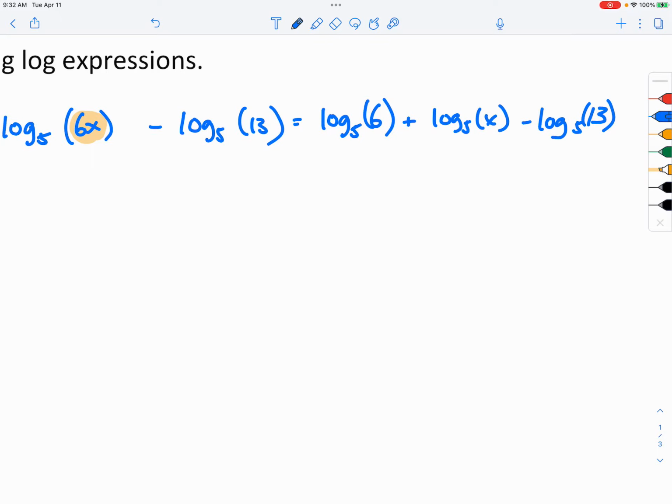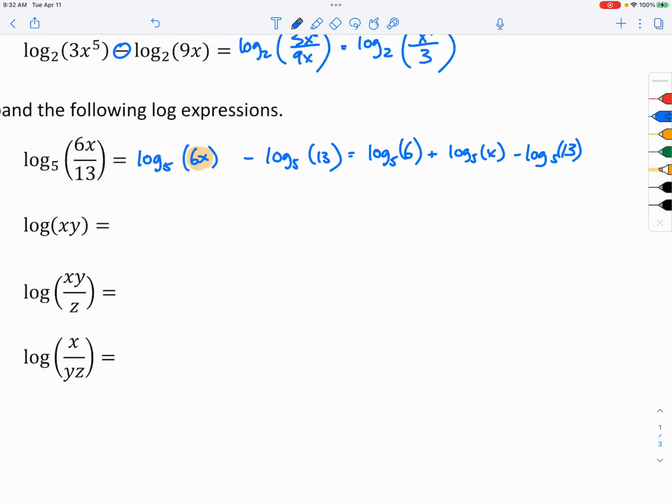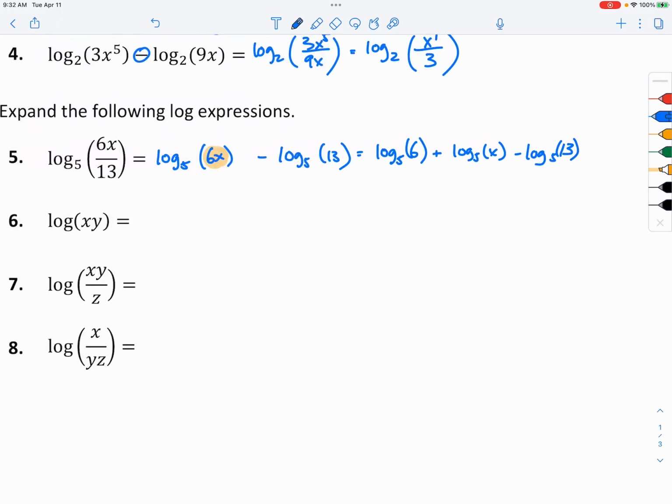So again, our goal is to make sure that we break it down to the simplest expression possible. We break it down to individual terms. Number 6 is pretty straightforward. You just have x times y, so therefore you will write this as log x plus log y. So multiplication becomes the addition of two logs.